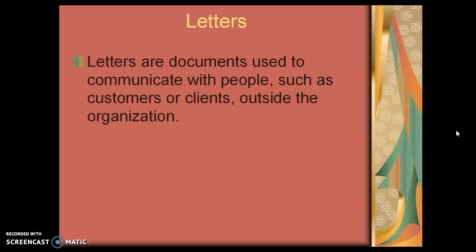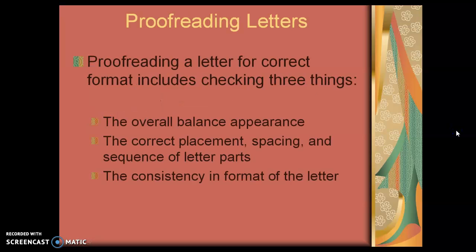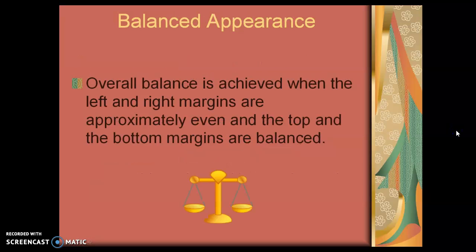Letters. Letters are documents used to communicate with people such as customers or clients outside of the organization. Proofreading letters. Proofreading a letter for correct format includes checking three things: the overall balance, appearance, the correct placement, spacing, and sequence of letter parts, and the consistency and format of the letter. Balanced appearance. Overall balance is achieved when the left and right margins are approximately even and the top and bottom margins are balanced.